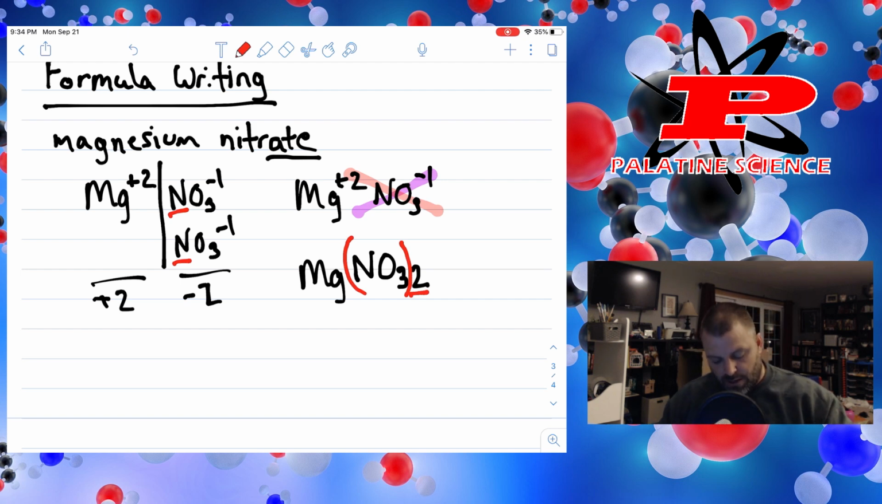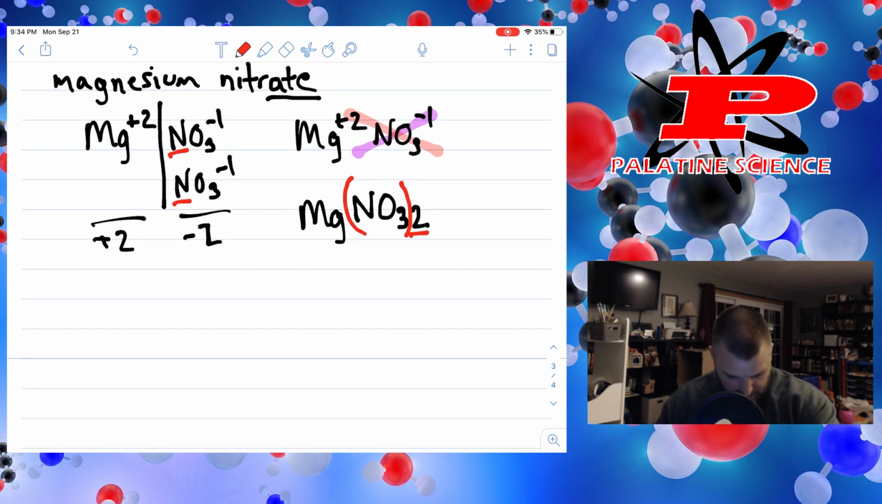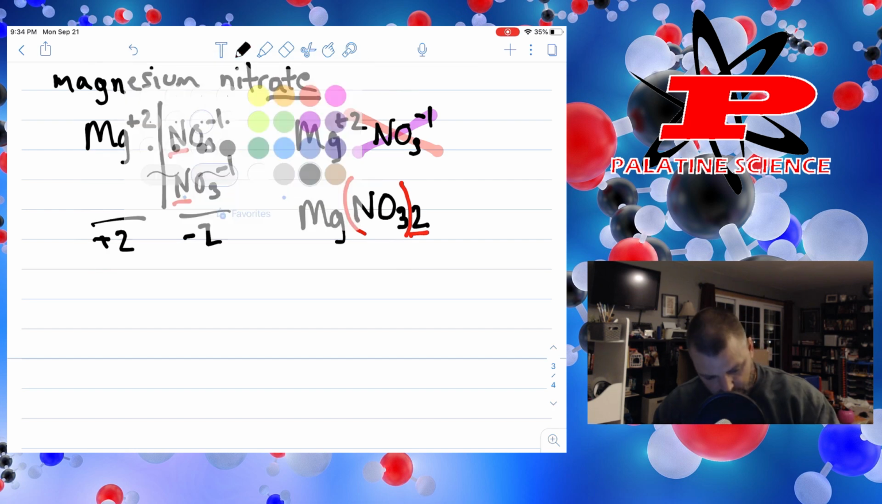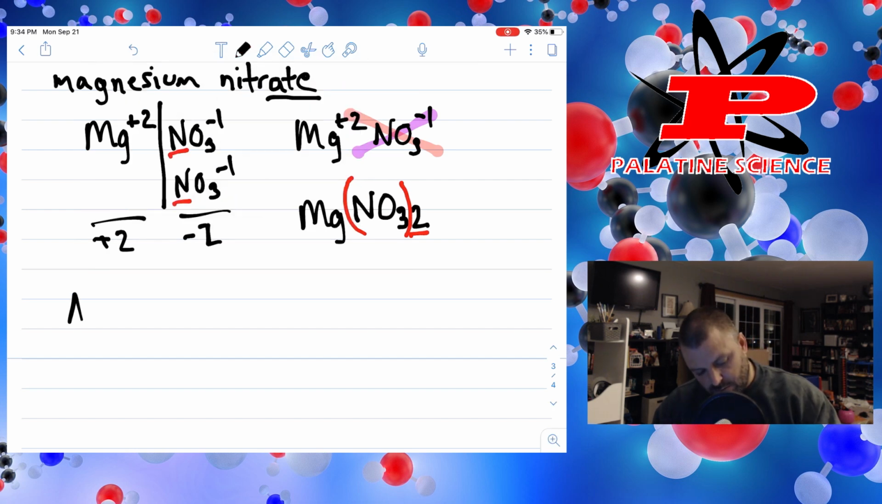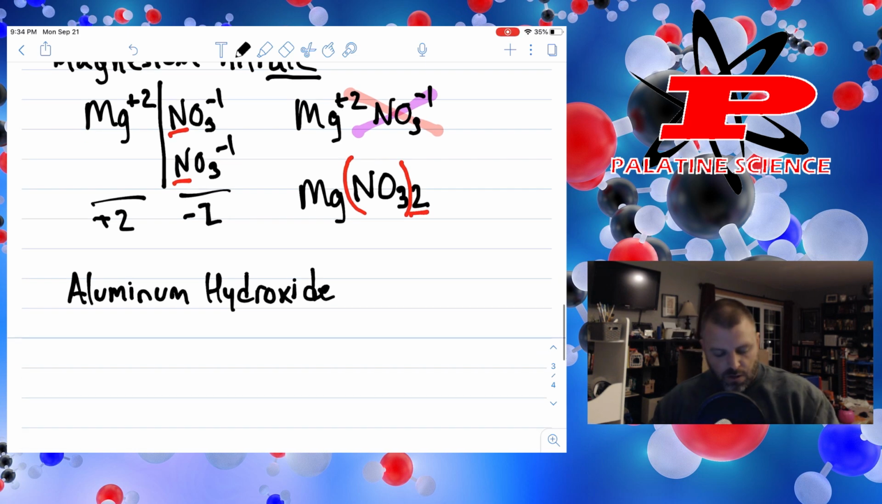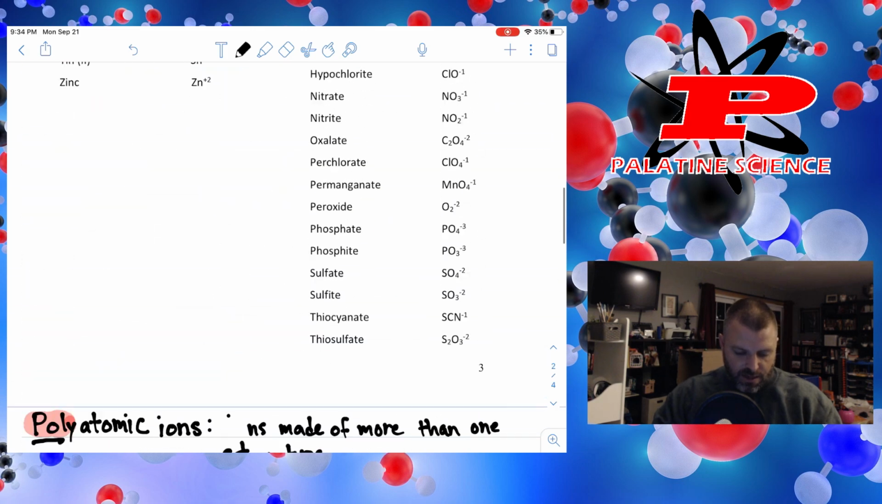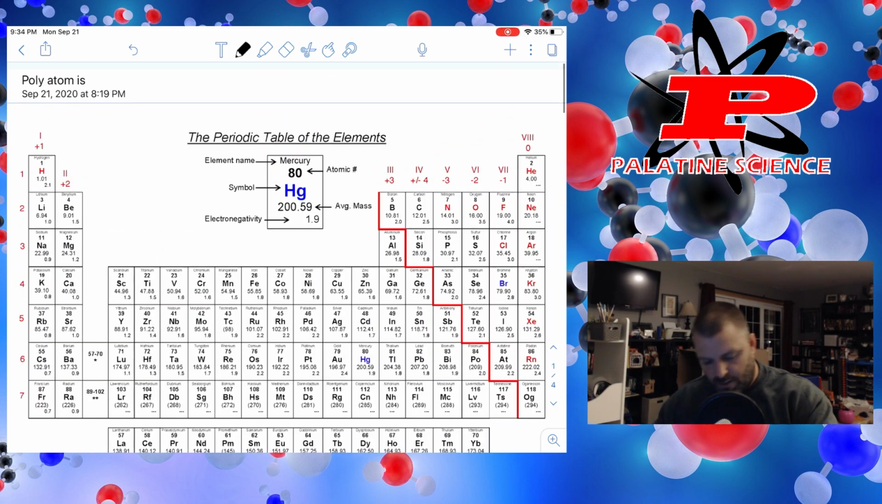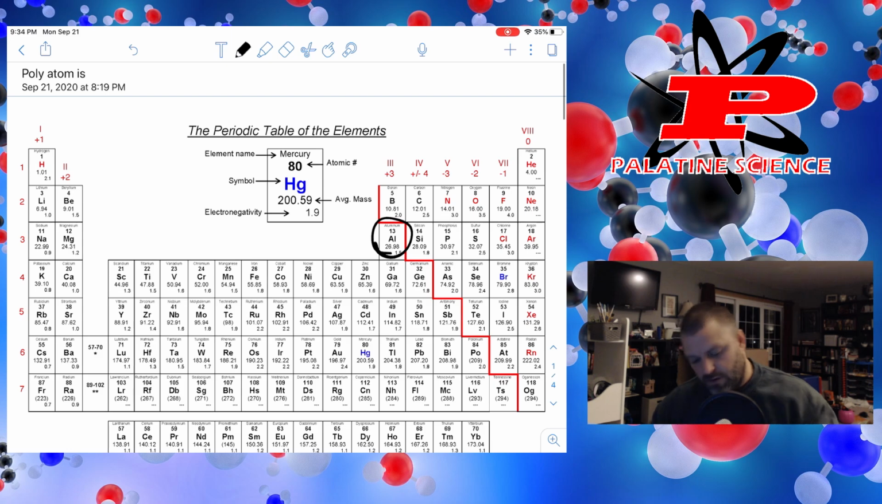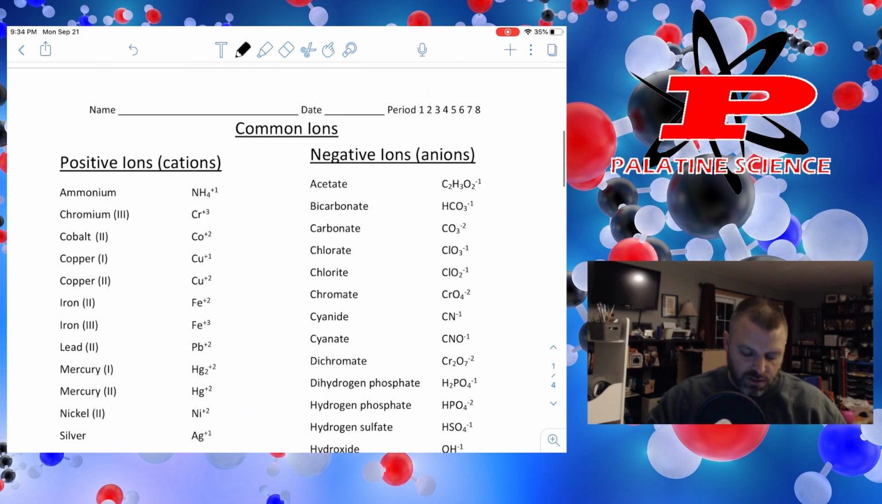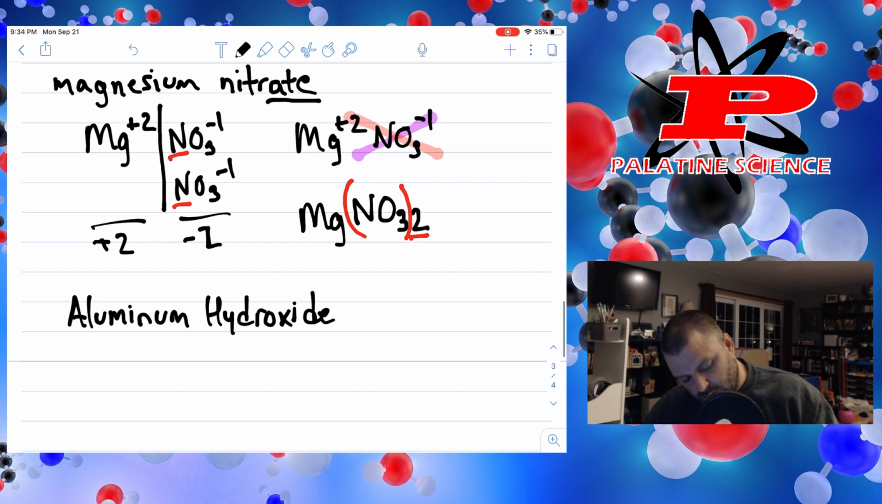So let's do another example, and this is a commonly mistaken one. You've got to be very careful of these when you are working with hydroxide, for example. So what we have here is aluminum and hydroxide. Okay, and so what we do is we look up the cation. The cation is not one of these, so it must be on the periodic table. There's my aluminum, there's the charge. I have aluminum plus 3, so I come down here and I write Al plus 3, and then hydroxide.